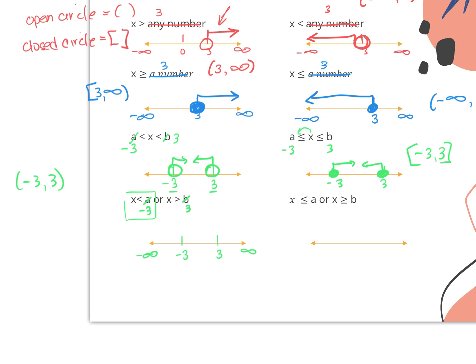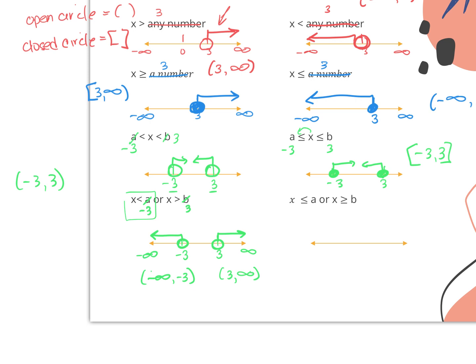X is less than -3. So if x is less than -3, it's an open circle at -3, and it goes this way. Or x is greater than 3. So again, it's an open circle at +3, and it goes to the right. So really, I have two sets here of solutions, right? I've got -infinity to -3. I've got a parentheses and parentheses. And then over here, I start at 3, and I go to +infinity.